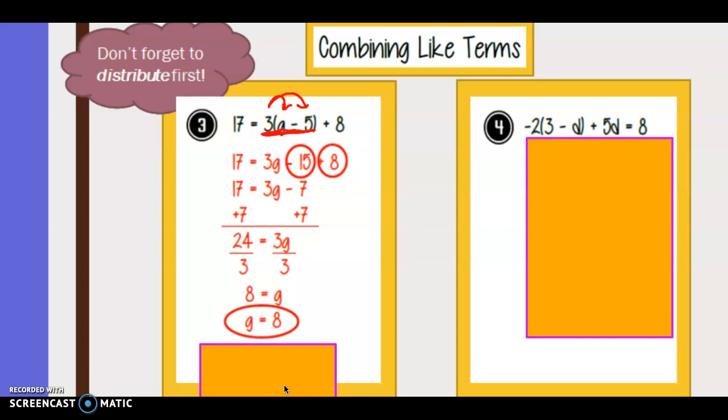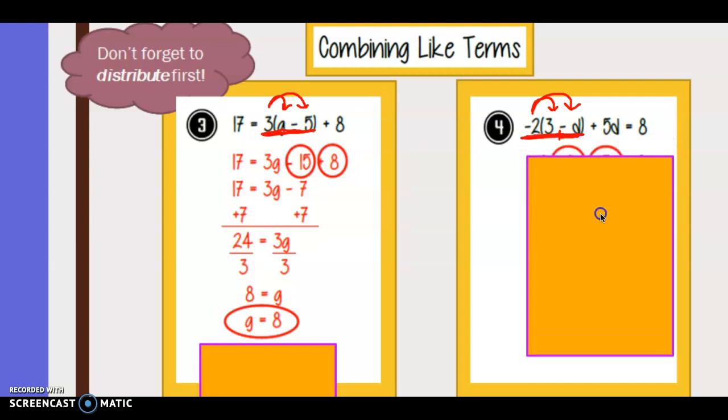Let's look at the next one. The next problem, you should have simplified this part first. You should take negative 2 times 3. And then here's where you've got to be a little careful. That d is negative right here. So if you want, again, put a plus sign in front of that subtraction sign. Do not mark it out and just change it to plus.